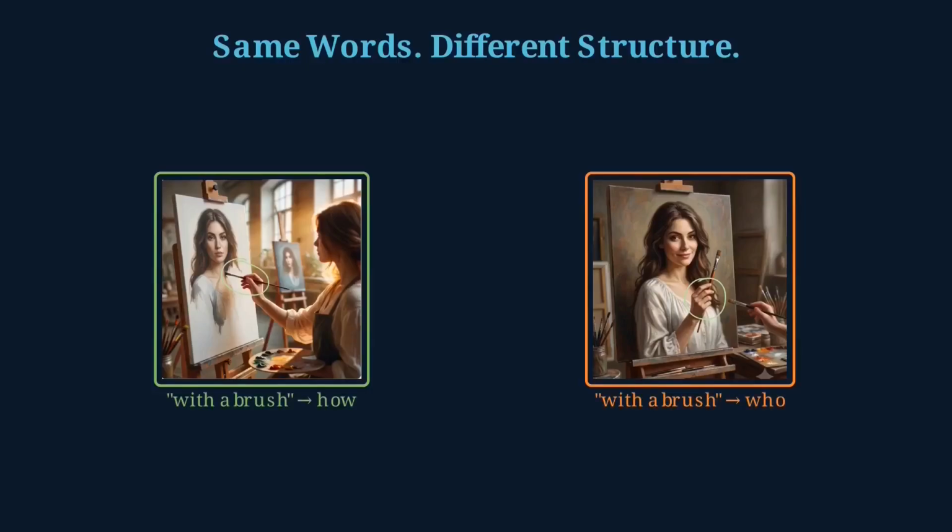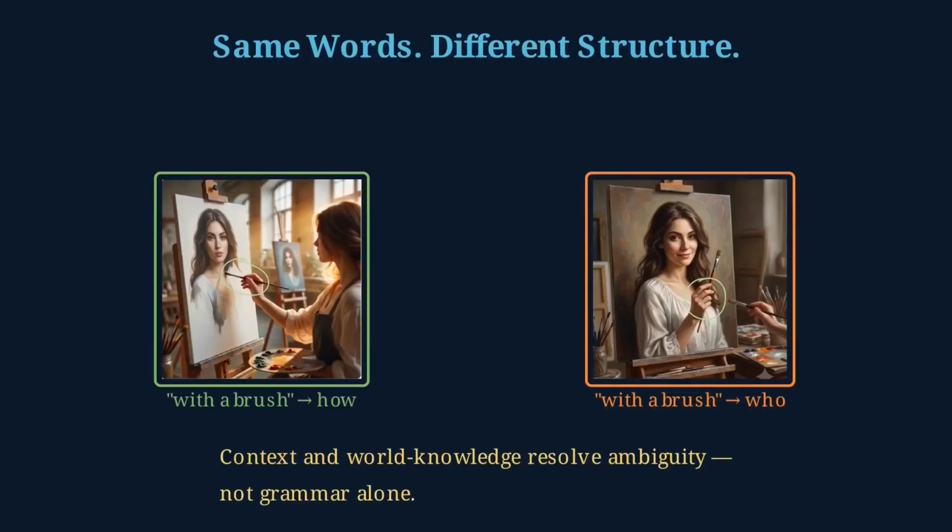Humans can usually resolve this ambiguity using context and world knowledge. For large language models, understanding multiple possible interpretations requires mechanisms that can focus on different relationships within a sentence. This is where multi-head attention becomes important.